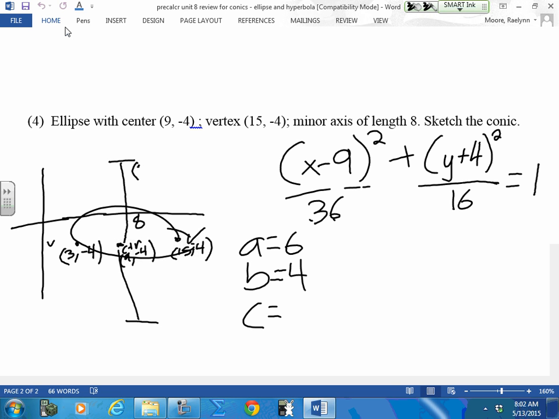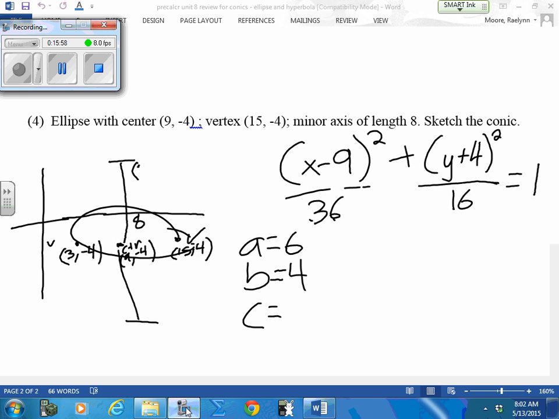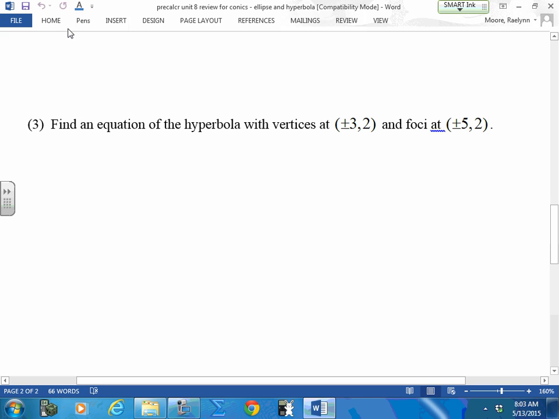So is everybody good with this? That was very good. Thank you. Okay, are we ready for the tag team? Do the equation of a hyperbola.